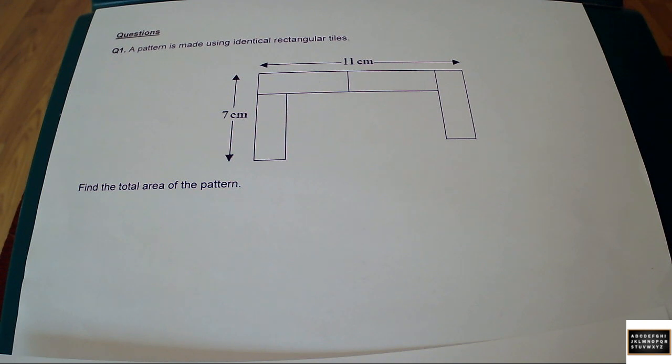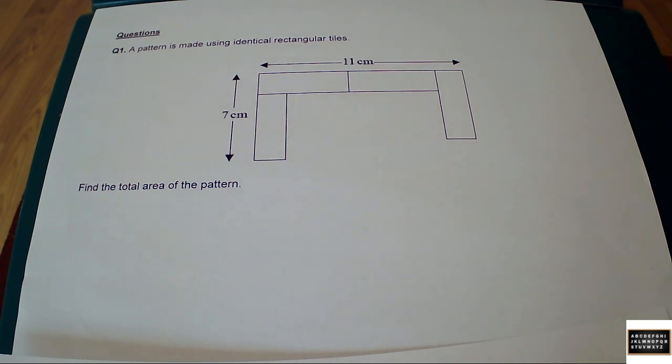So this particular question here is a tessellating pattern with 4 different rectangles. They're talking about identical rectangular tiles, and they're asking you to find the total area. So this is a problem in itself that you've got to construct an idea about what to do.